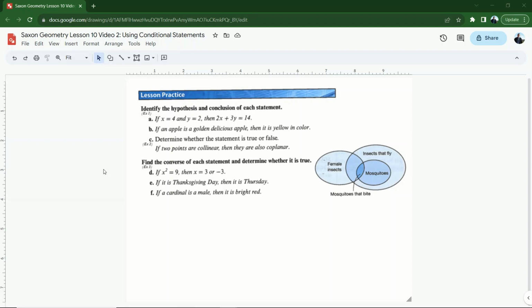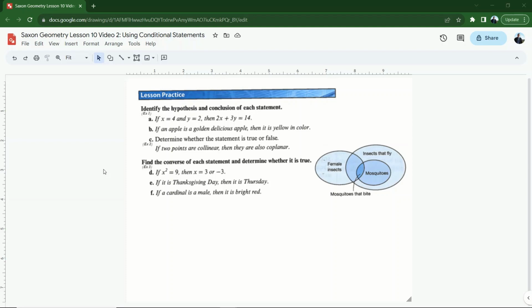In fact, female insects can overlap with mosquitoes and insects that fly. So we have that region that's all three. And then there's that extra little note: those are mosquitoes that bite. So mosquitoes that are female are able to bite, and they're also insects that fly. But not all mosquitoes are female. Some are male. Those ones aren't able to bite. And then, not all female insects are mosquitoes. Do you see how I can make conditional statements from this?